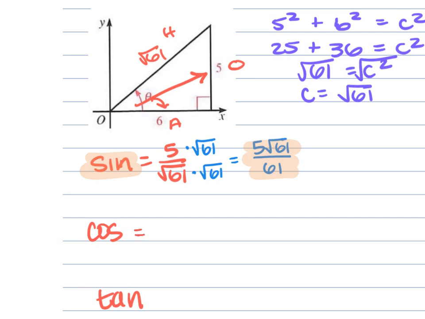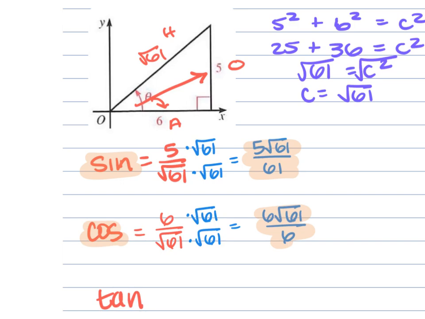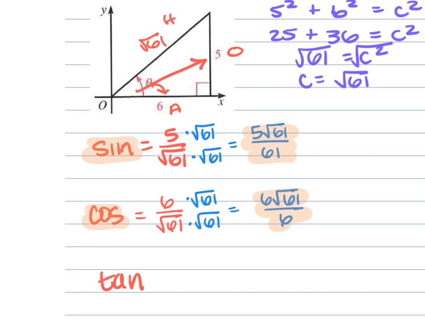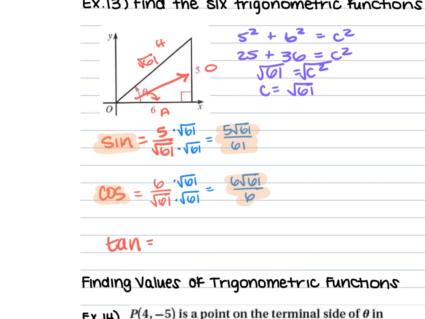Cosine is going to be adjacent over hypotenuse, so 6 over the square root of 61. And again, you can't leave the square root of 61 in the denominator, so multiply the top and bottom by the square root of 61. This is going to give you 6 square root 61 all over 61. So your cosine is 6 square root 61 over 61. Your tangent is opposite over adjacent. Your opposite is 5. Your adjacent is 6. So that one you didn't have to go any further with.